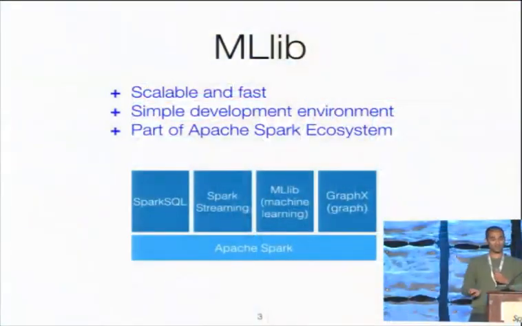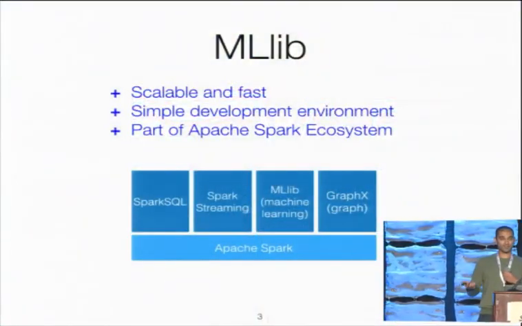With these 3 criteria in mind, when we started looking around, we didn't really see anything that naturally fit the bill, so we embarked on MLlib. And I would argue that MLlib satisfies all 3 of these constraints. It's scalable and fast. Being part of Spark, it has a nice development environment. And again, as you've heard several times by now, the fact that it's part of this nice ecosystem means that you can do many different things along with machine learning, such as Spark SQL, streaming, GraphX, and so on.